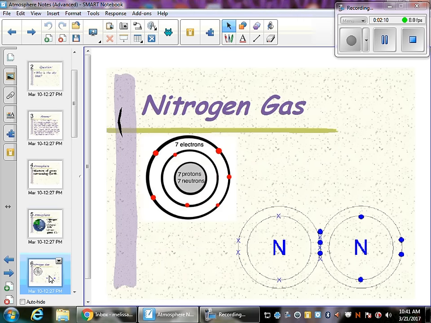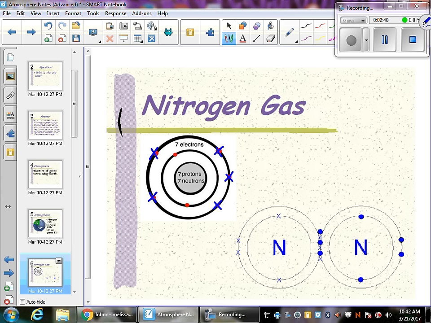So if you take a look here at nitrogen gas, if you look back at your periodic table, nitrogen is atomic number 7. It has 7 protons and 7 electrons. And if you look at its outer shell, there are 5 electrons in the outer shell of nitrogen. And that's not too happy because the outer shell, they want to have 8 electrons to be full.